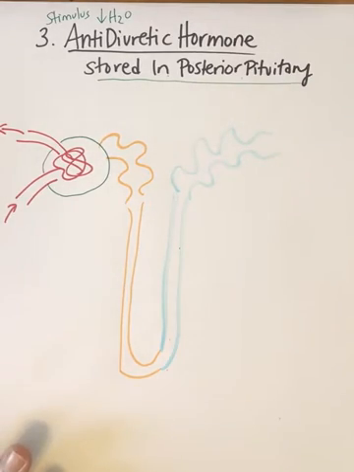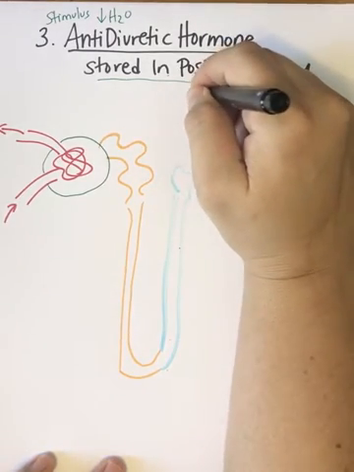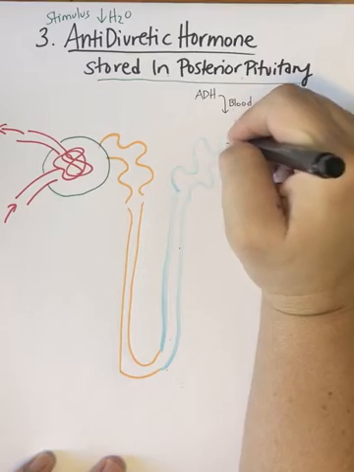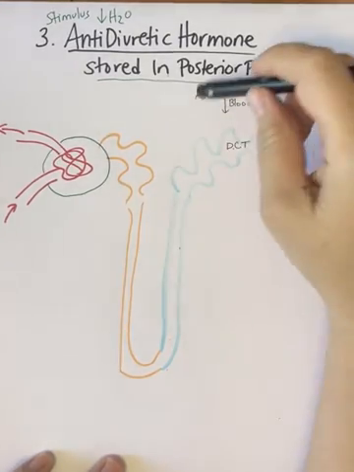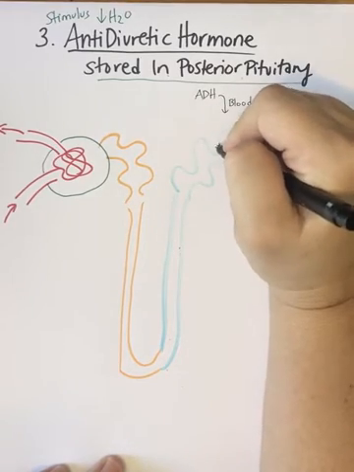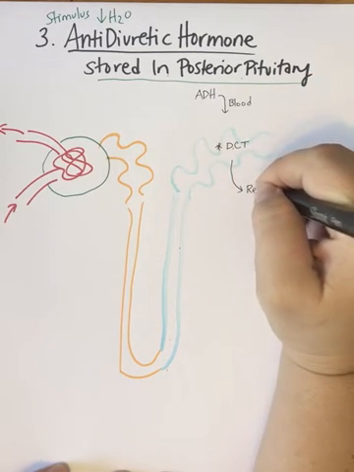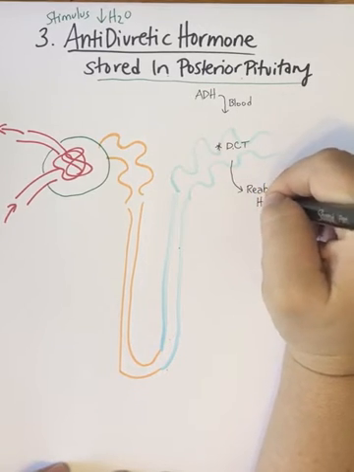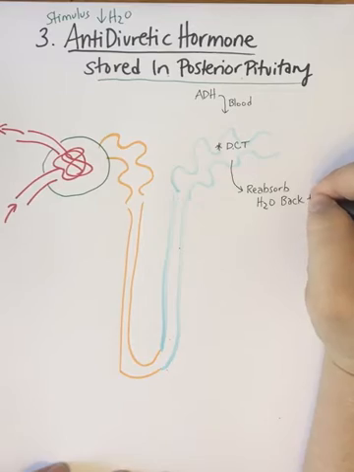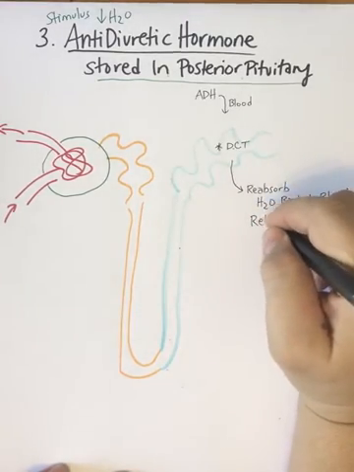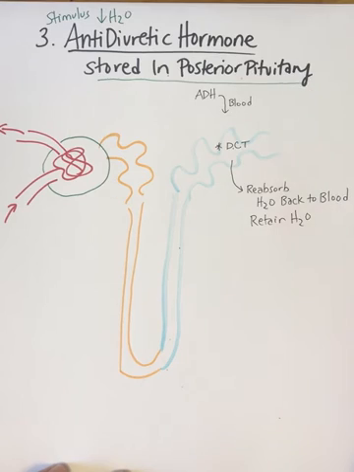Now, ADH, antidiuretic hormone, is basically going to increase the water permeability in the distal convoluted tubule. So, antidiuretic hormone travels in the blood and it goes to the distal convoluted tubule. ADH specifically works on the distal convoluted tubule. Now what it does is it causes your distal convoluted tubule to reabsorb water. When you reabsorb water back to the blood, the stimulus is turned off. So we are going to retain H2O and then we can stop producing antidiuretic hormone.